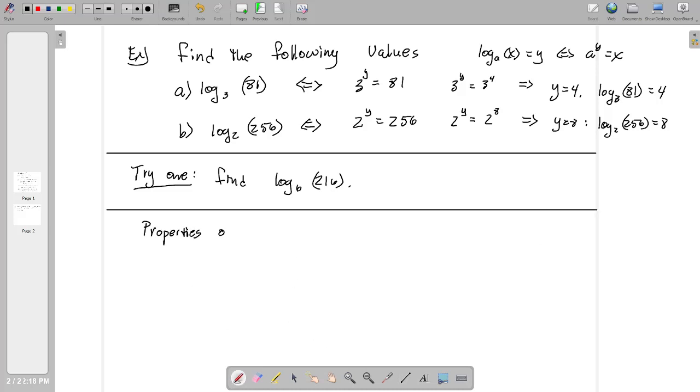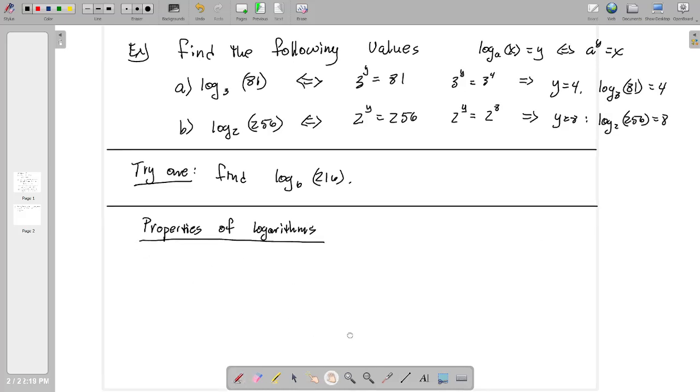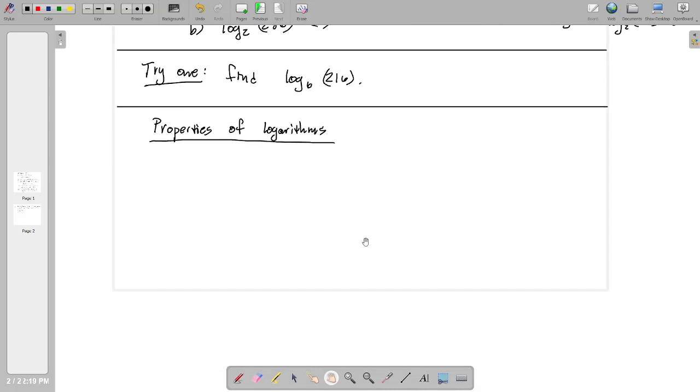Now we're going to list some properties of logarithms. Some of these properties should be relatively obvious. Other ones will be a little bit less intuitive. 1. Log base a of 1 equals 0. This should make sense. Now, it might not make sense immediately, but once you start to understand logarithms a little bit better, this should make a lot more sense.